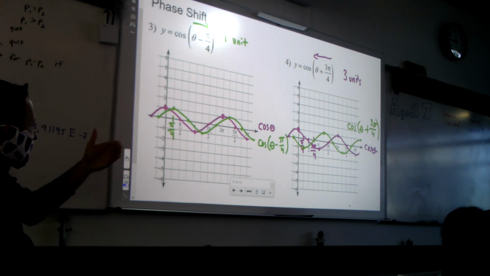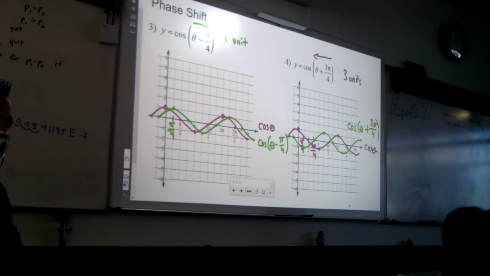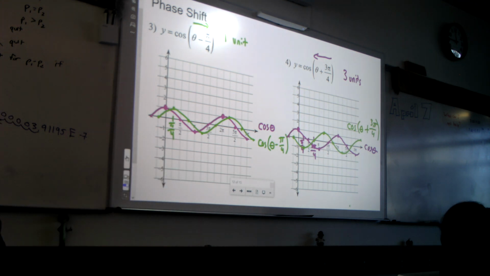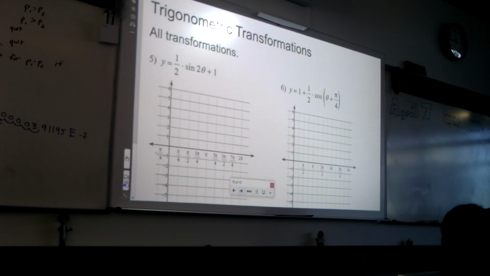Does the idea of shifting it left or right make sense? Okay, guys, you're almost there, so stay with me. We're just going to do a couple more where we're combining. So we're going to take all of them and put them together. Now, the rule of thumb with this is we're going to save the shifts for the end. So when we're moving up, down, left, right, don't do those. Let's start by doing the period and the amplitude, and then do the shifts afterwards.